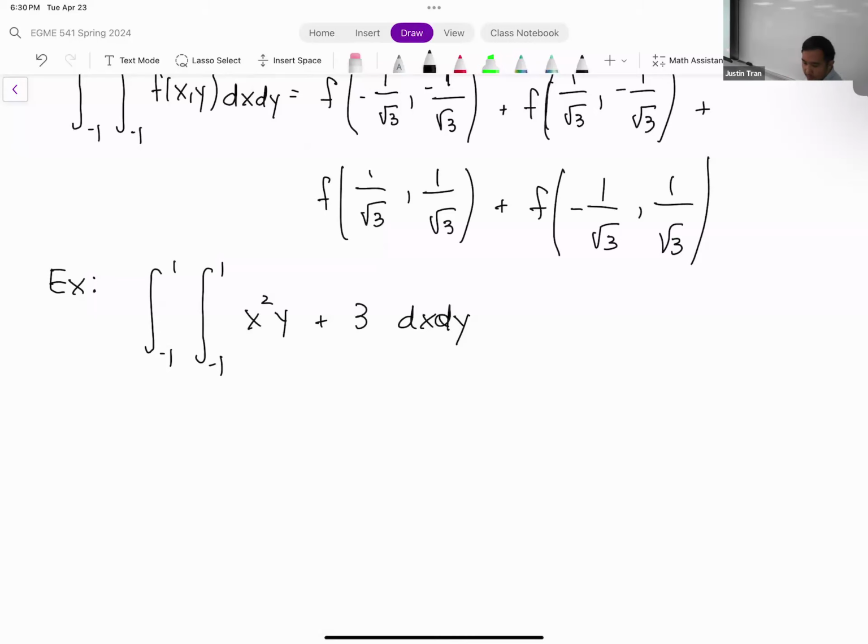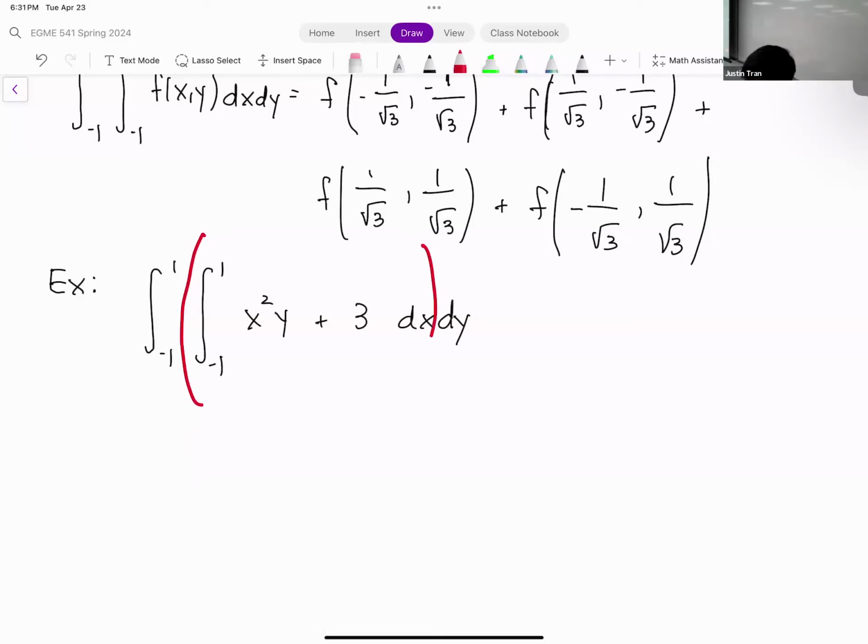Actually, first let's evaluate this integral exactly. This is just a test, so let's see if our Gauss quadrature gets the same thing. If we're going to evaluate this exactly, we're going to make use of, I think it's called Fubini's rule in multivariable calc. Basically, we're just going to integrate one variable at a time. So let's do the x integral first.